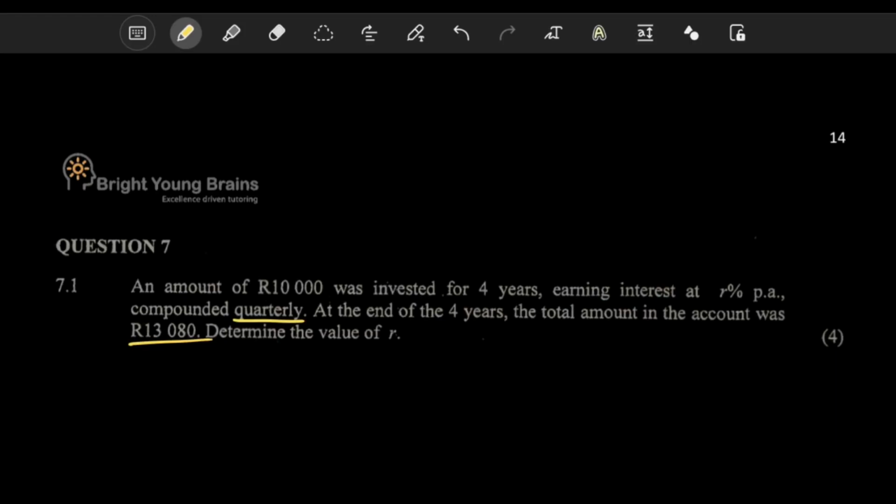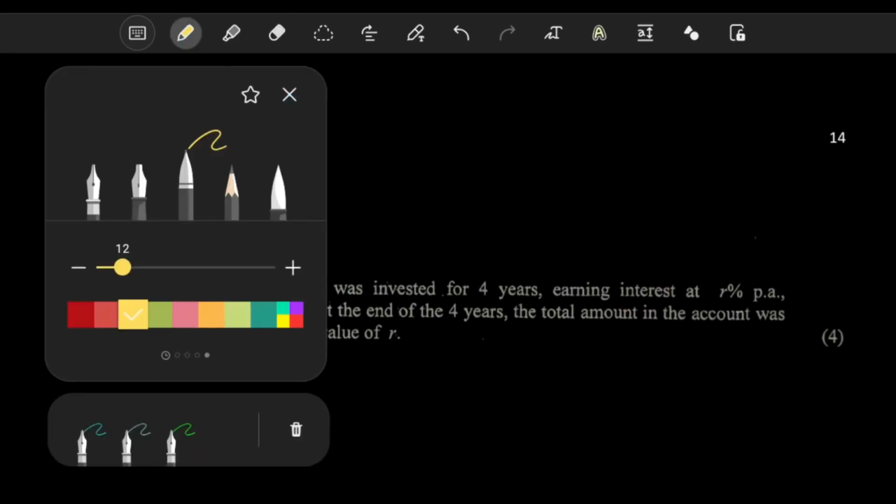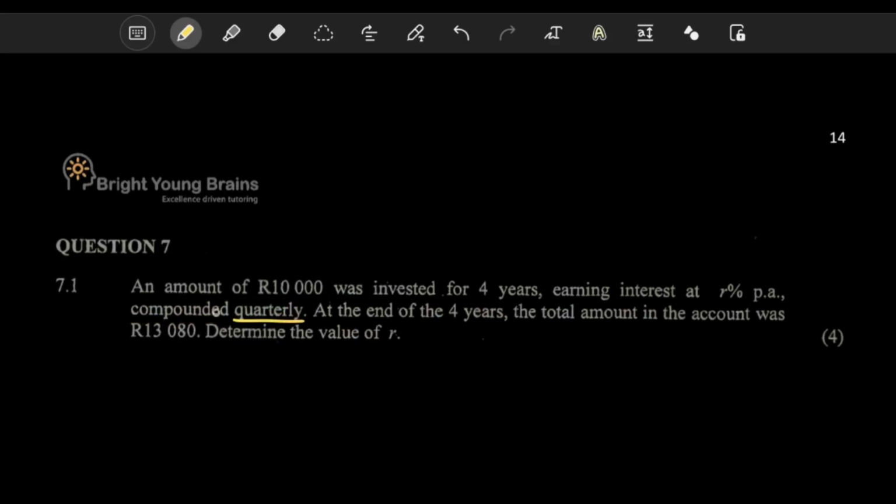What kind of nonsense is this? You're joking. No ways. This person put 10,000 for 4 years, ne? This was earning interest at a certain percentage per annum compounded quarterly. And then he says, at the end of the 4 years, the total amount in the account was 13,080 rand. This is just ridiculous. How can you put money in an account for 4 years and then just get 3,080 rand interest? No ways, bro. Come on. There are other ways to invest money, not like this.